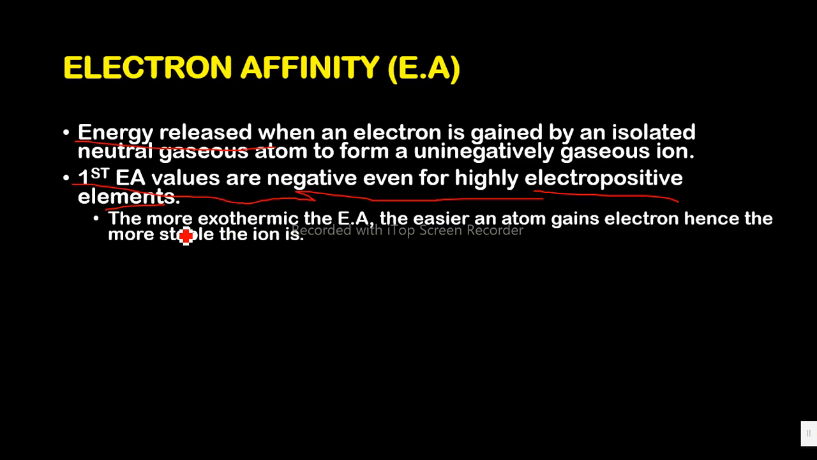In other words, when an electron is added onto an atom, energy is given out, and so the reaction becomes exothermic. And the higher the energy that is given out, the higher the electron affinity. So now, how can you explain the negative values of the first electron affinity and the positive values of the preceding electron affinities? It's simple.